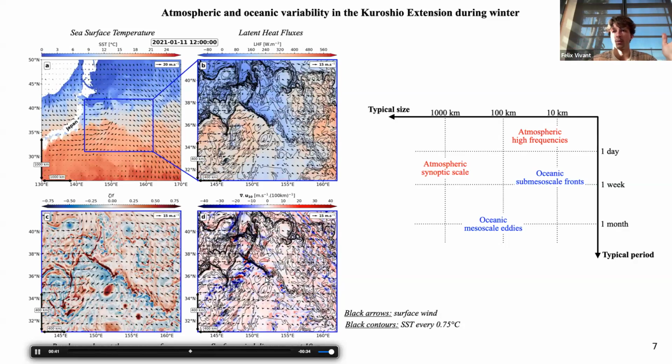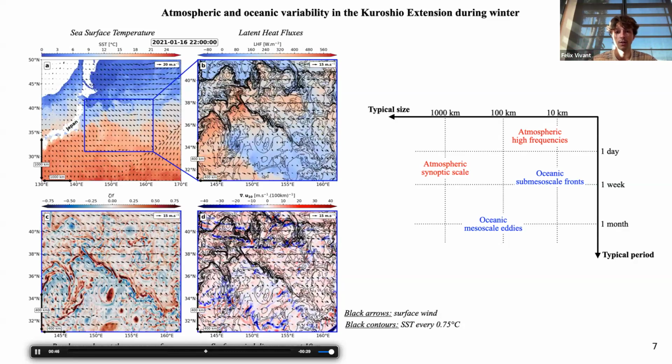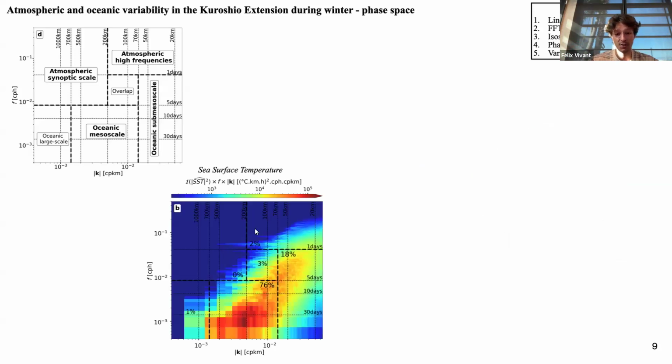In order to quantify the respective contribution of these scales to the variability of latent heat flux, we performed a frequency-wavenumber spectral analysis, and we divided the phase space into 4 subsets corresponding to the 4 scales I mentioned before: oceanic mesoscale, submesoscale, and also atmospheric synoptic scale and the faster scales at high frequencies. So this is the spectrum of sea surface temperature. As you can see, the percentages here are the percentage of the variance within each subset.